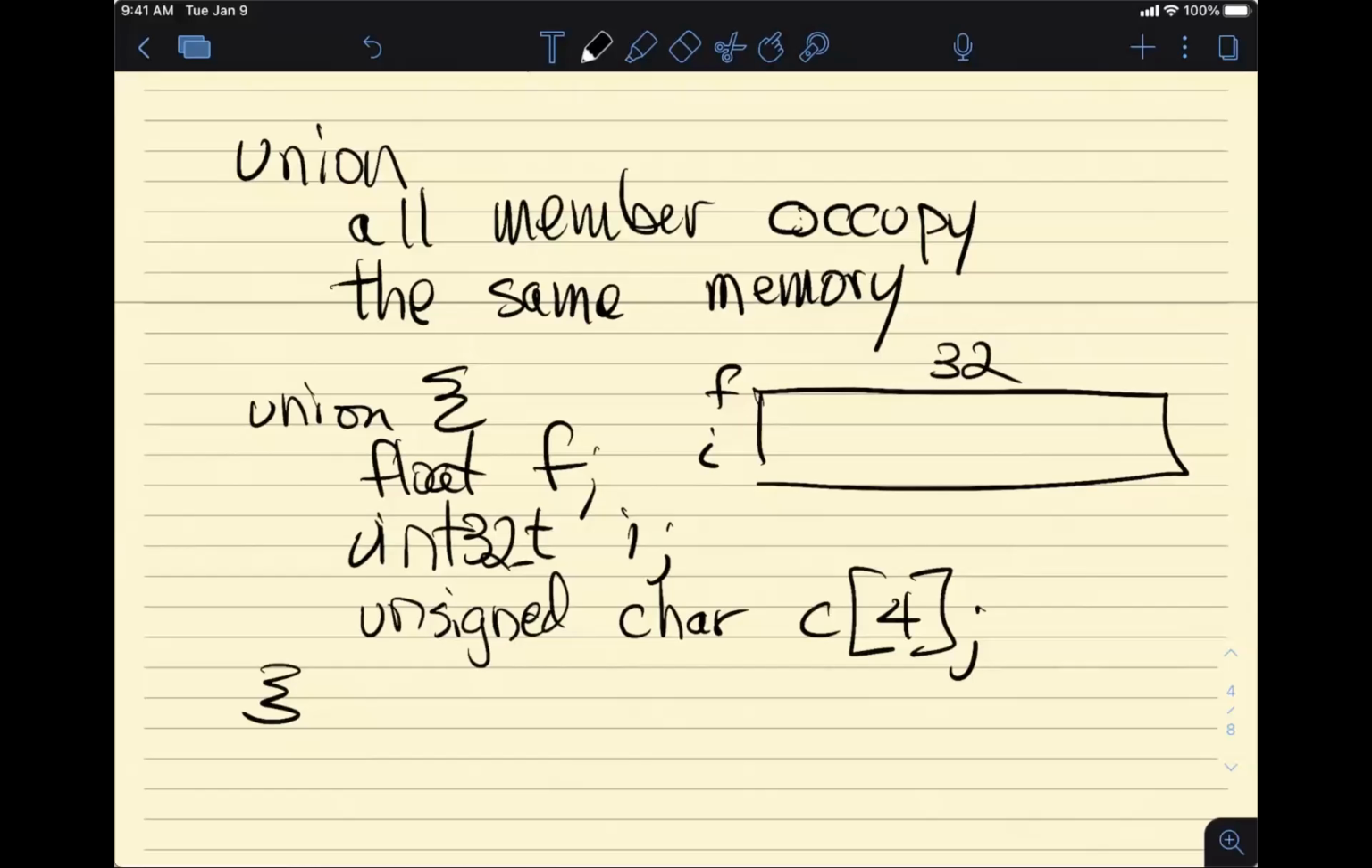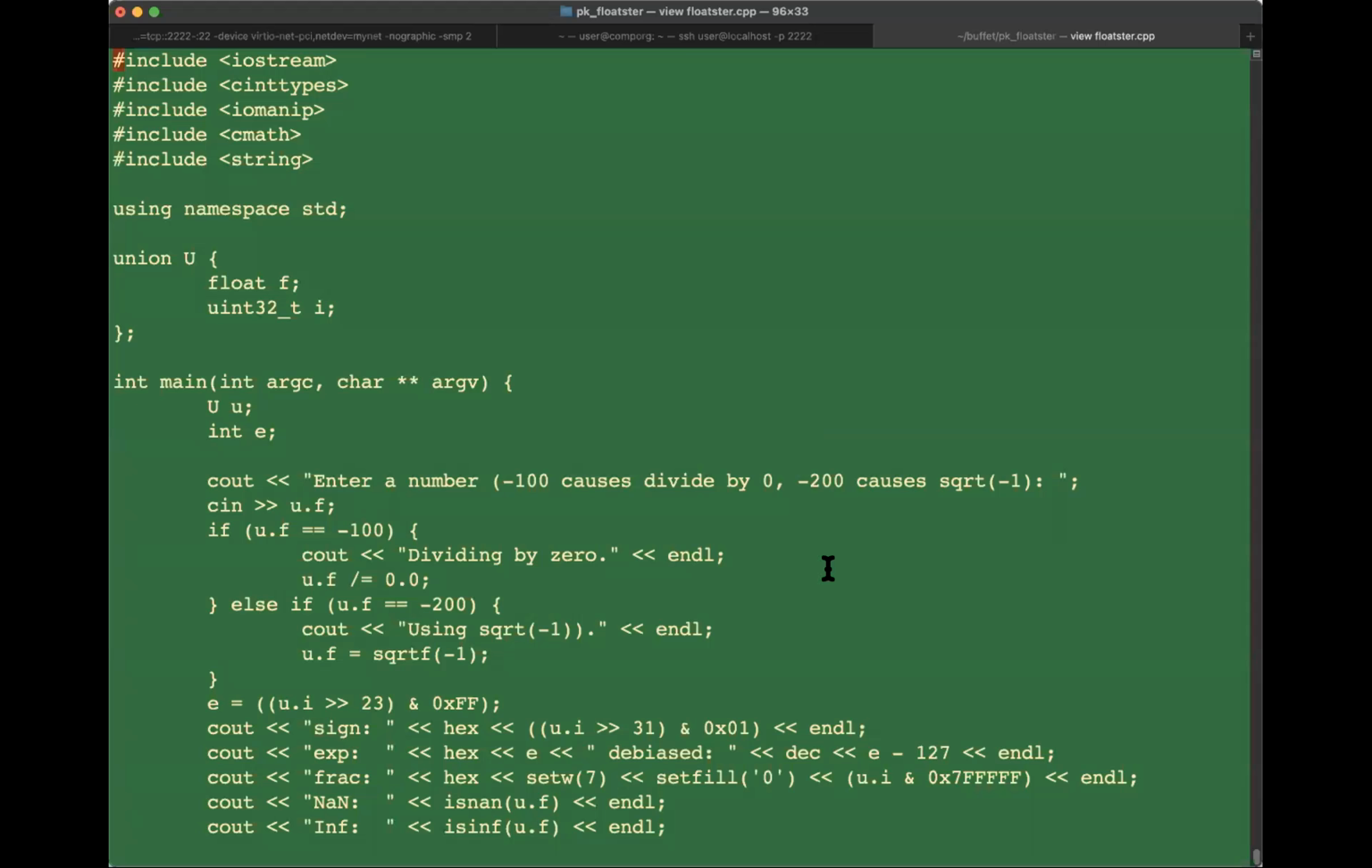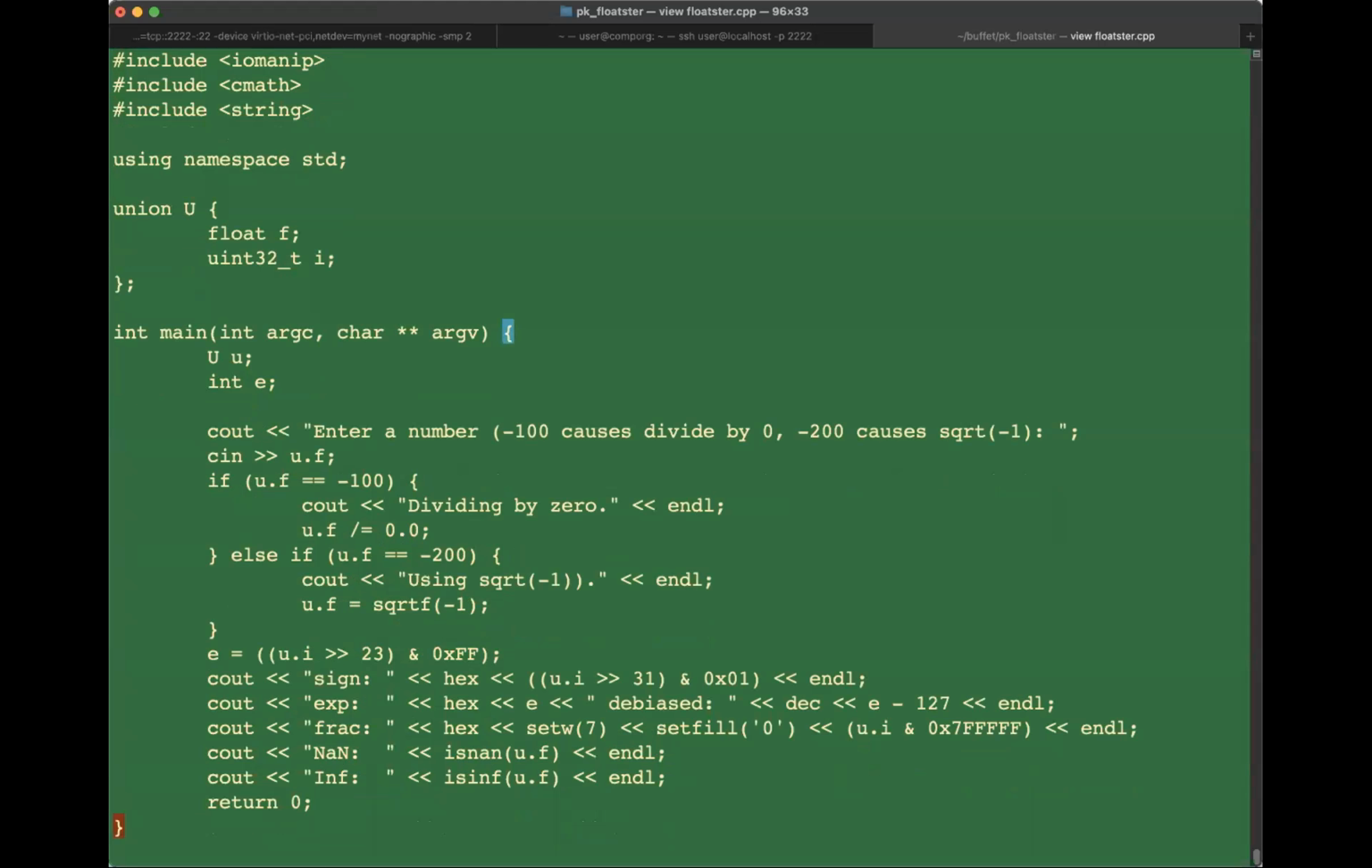Okay, so the idea of a union is the members of the union occupy the same memory. And how you interpret that memory depends upon which of the members of the union you access. Sound good? Let's go back and look at the code, now that we have unions out of the way.